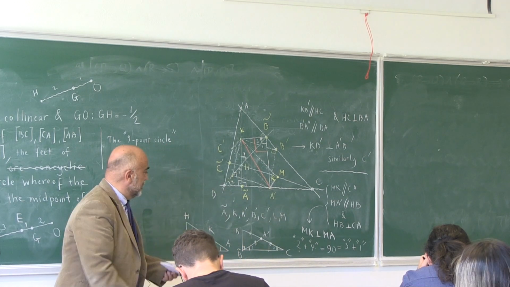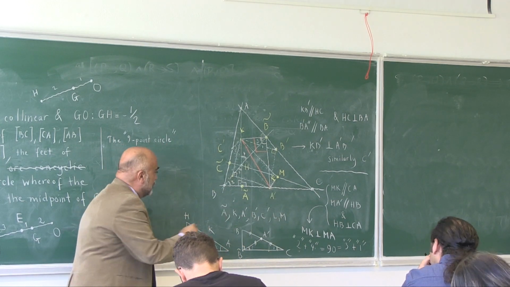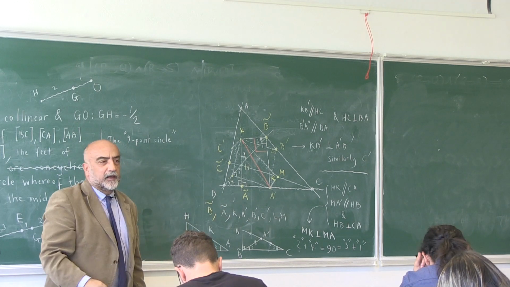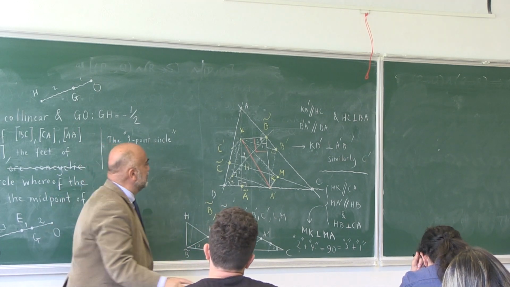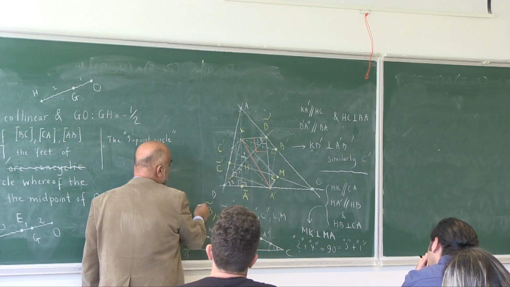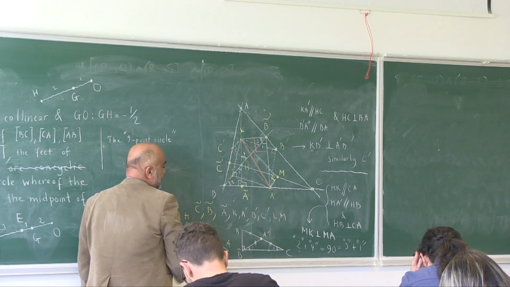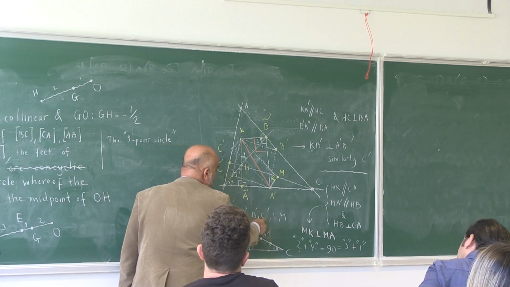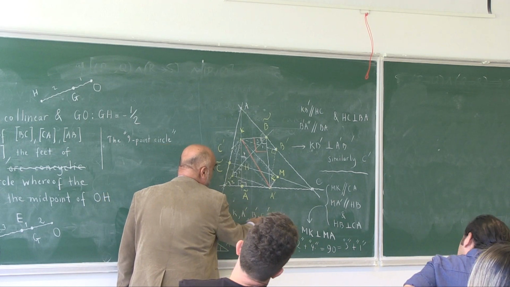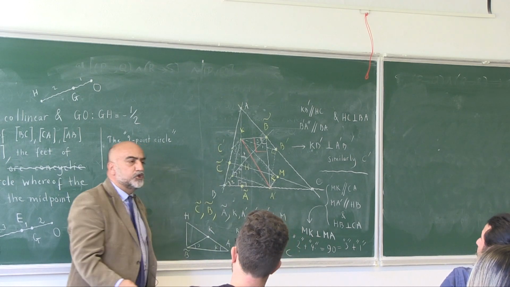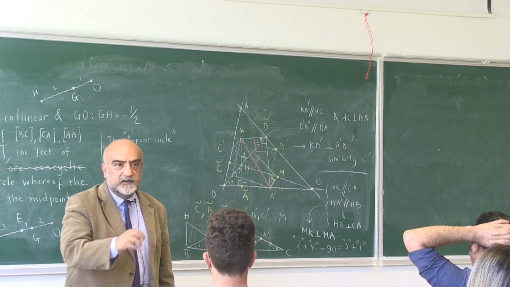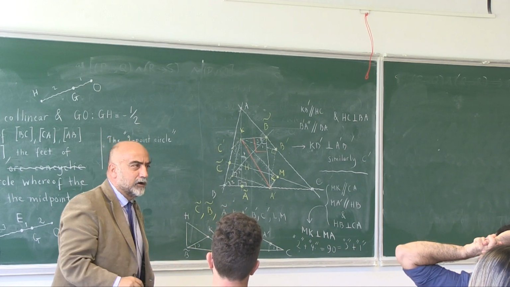So you are finished. In my list, I've got also B tilde. I think I don't need to repeat the same proof for C tilde. It's exactly the same. So there we go. The 3 feet of the perpendiculars, 3 midpoints of 3 sides, and 3 midpoints of the line segments joining the orthocenter to the 3 vertices. These 9 points all lie on a circle.